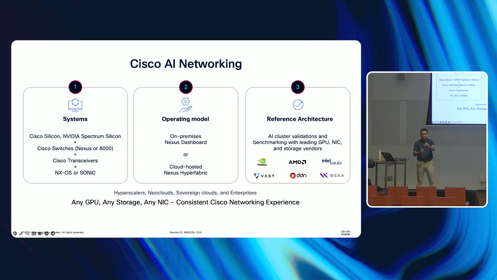So that's number one. Number two, the common operating model. If you want to use on-premises, you can use Nexus Dashboard. If you want to use cloud control, you can use HyperFabric. And the third one is to make you feel confident. We have all these industry validations, including the GPU benchmarking team, so that you can deploy confidently. So the idea is that regardless of whether hyperscaler, neoclouds or enterprises, or which GPU vendor or NIC or storage vendor, we want to provide a consistent Cisco networking experience.